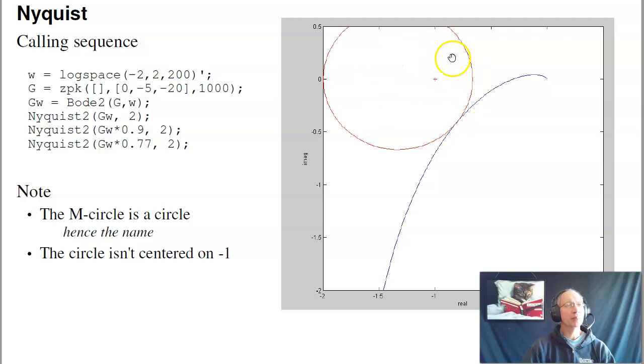That's my M circle. The M circle corresponding to a gain of 2 is this guy. It's actually a circle, hence the name M circle. The center of it is kind of weird, but MATLAB figures that out for you. Basically, the goal is adjust the gain until I'm tangent to the M circle. At this point, that'll be the closest point to minus 1. That's my resonance.